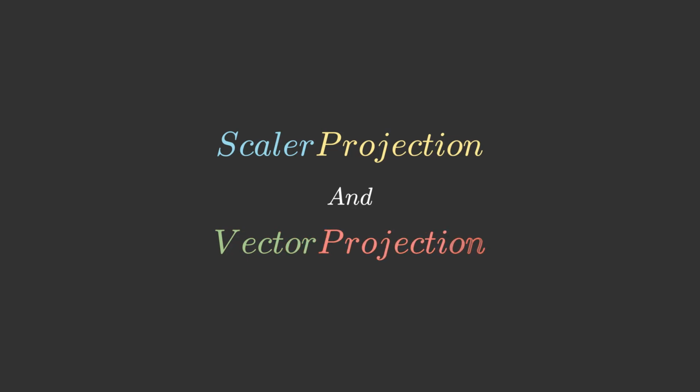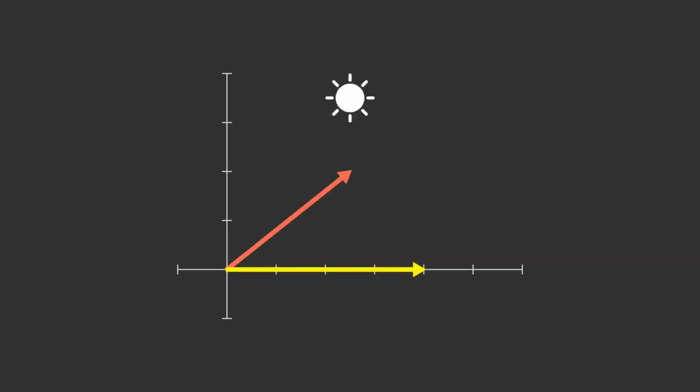In this episode, we are diving into a powerful concept, scalar and vector projection. This is the key to understanding how one vector casts a shadow onto another. Let's break it all down step by step with animations.